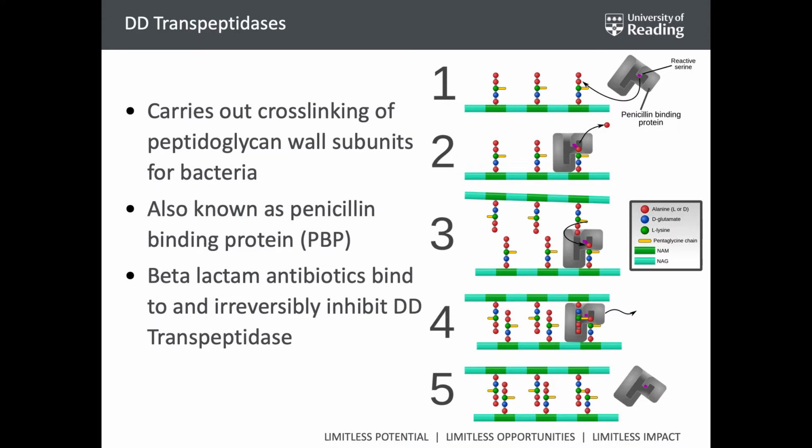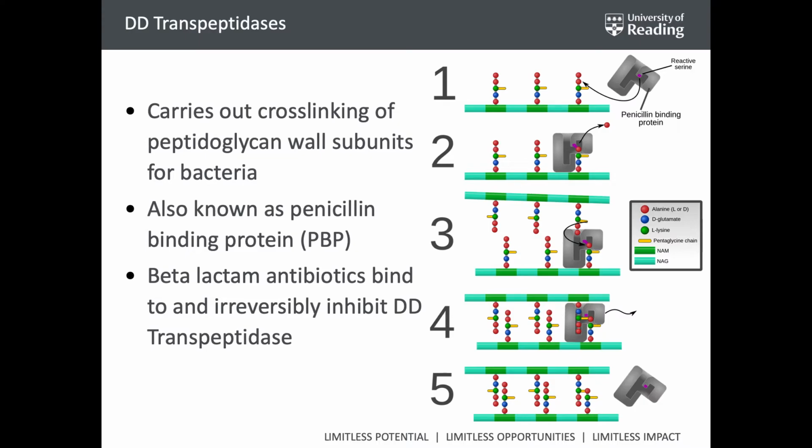So what you have is the peptidoglycan wall, you have the DD transpeptidase, it binds to the wall, and carries out a cross-linking reaction, allowing the bacteria to expand its cell wall and provide protection to the bacteria from the outside world. Once it's carried out its job, the DD transpeptidase will release the covalently linked wall and move off and carry out another task.